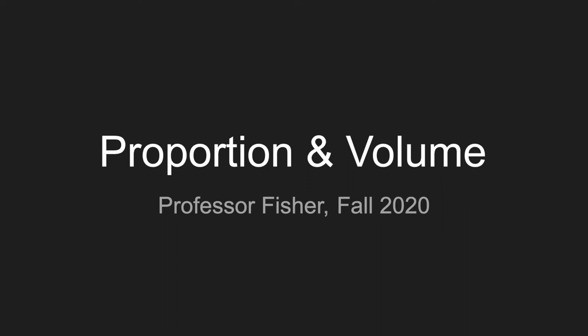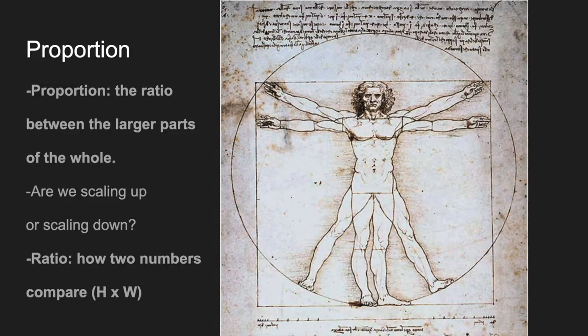In this lecture, I'll be going over Unit 2, Proportion and Volume. Proportion is the ratio between larger parts of the whole. And ratio is how two numbers compare. And you can think about it, height times width. So, for example, are we scaling something up? Or are we scaling something down?